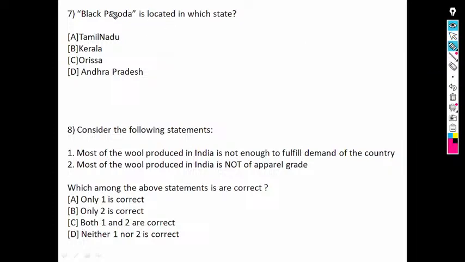Next, the Black Pagoda is located in which state? Tamil Nadu, Kerala, Odisha or Andhra Pradesh? The Black Pagoda, it is your C, Odisha.